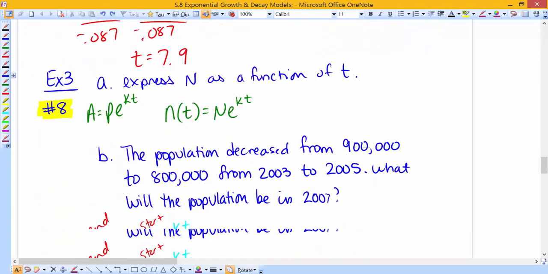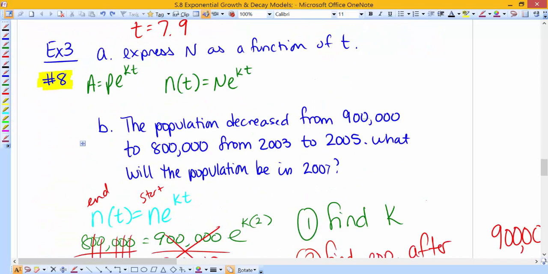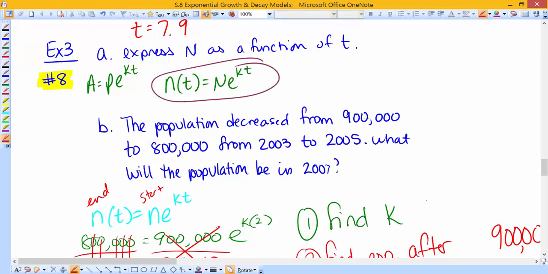Okay, last example. So express N as a function of t. You were given a situation that goes with number 8. This is number 8 from your book, but I didn't write everything out. But this is still the PERT formula. This is still A equals Pe to the rt. N is your starting amount. N of t is your ending amount.